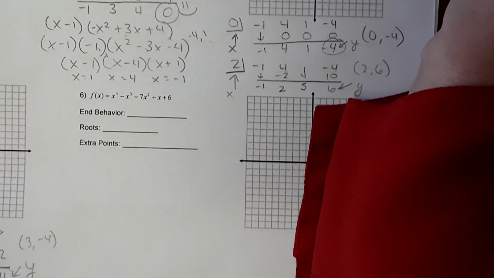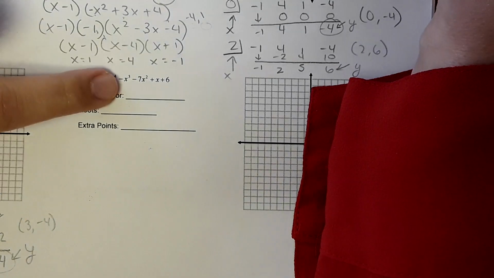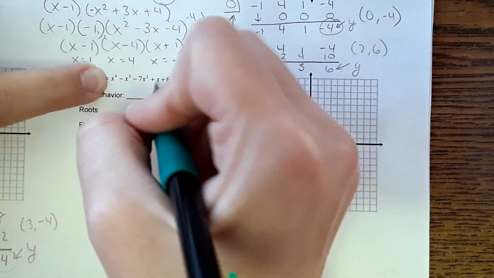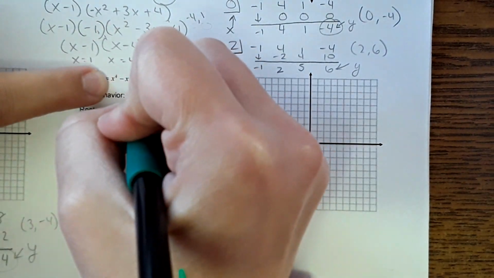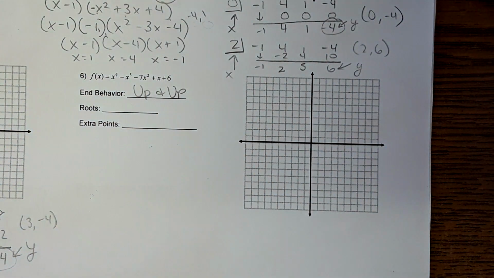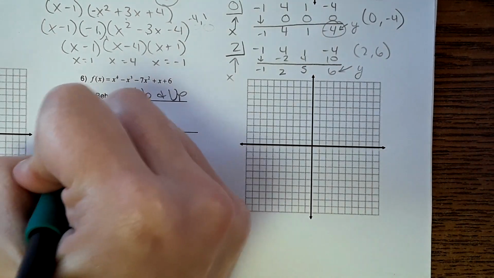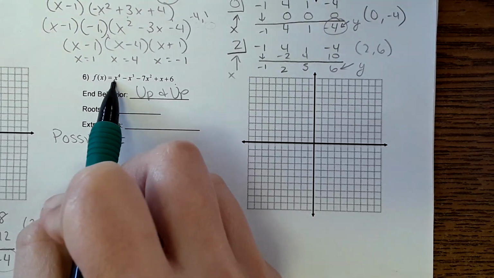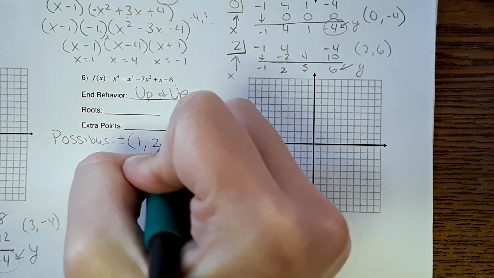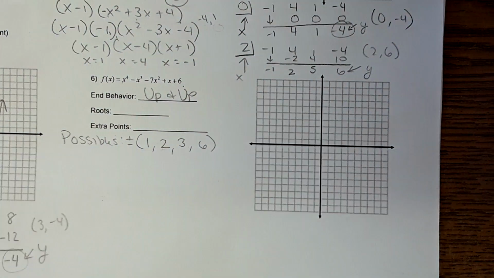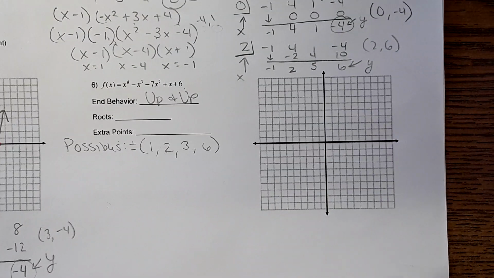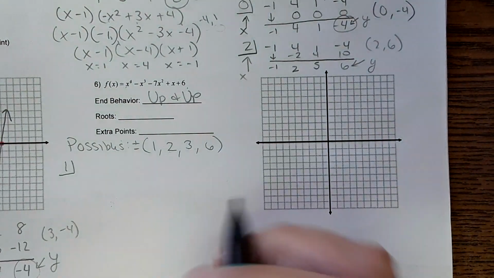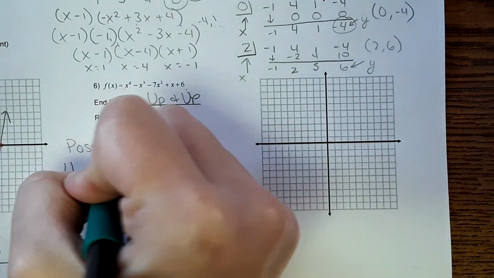Okay, next one. Last one. This one's a little bit different because you have to the 4th power now, so you're going to have 4 roots. As far as the end behavior, it's a positive, so it's going to be up, and then even, so up and up. I'm just going to quickly do some shortcuts here. Possibles: factors of this divided by 1 would just be 1, 2, 3, 6. Then I'm just going to choose 1 because I know it works, honestly. The coefficients here, I'm going to list them out.